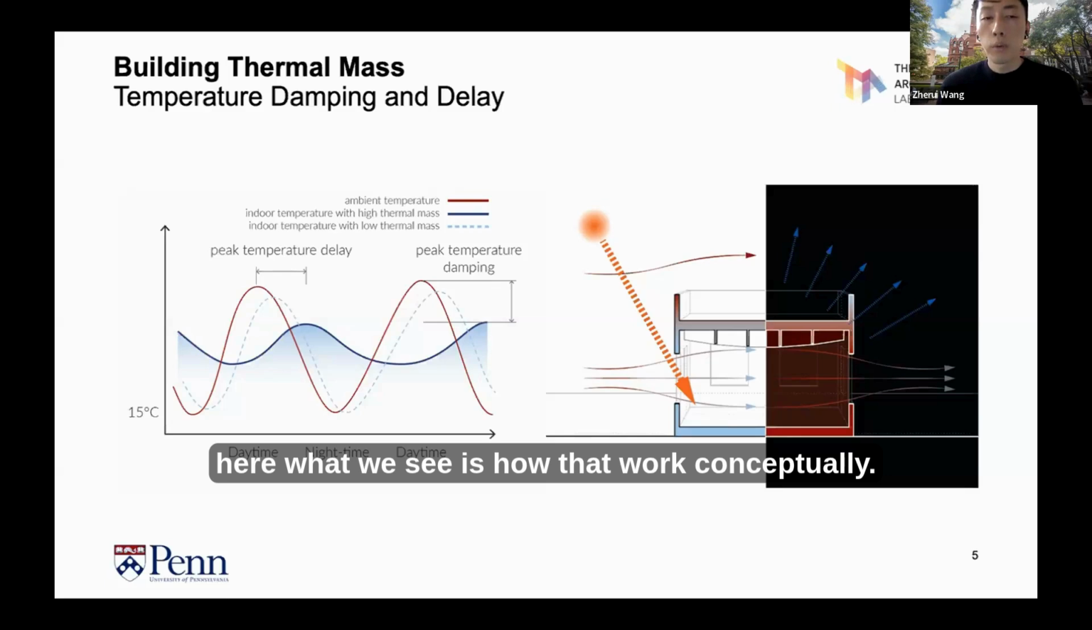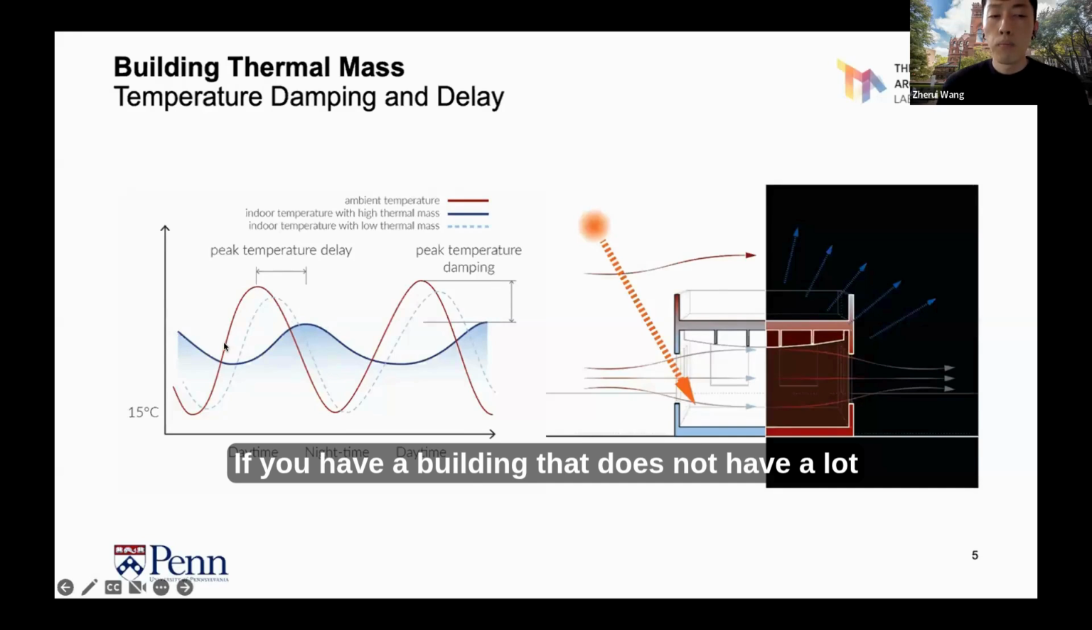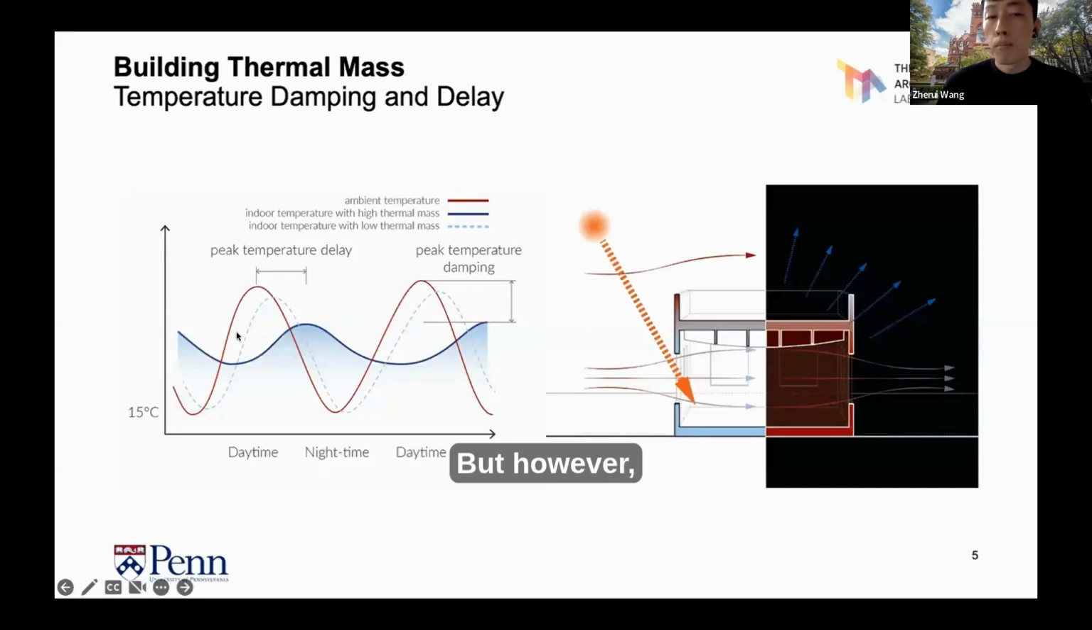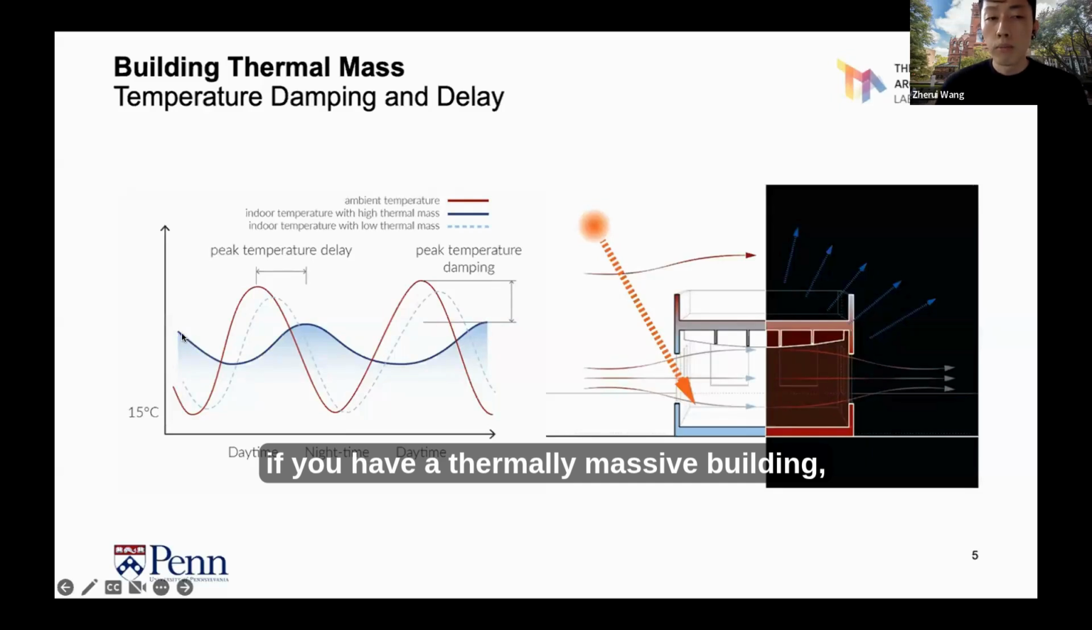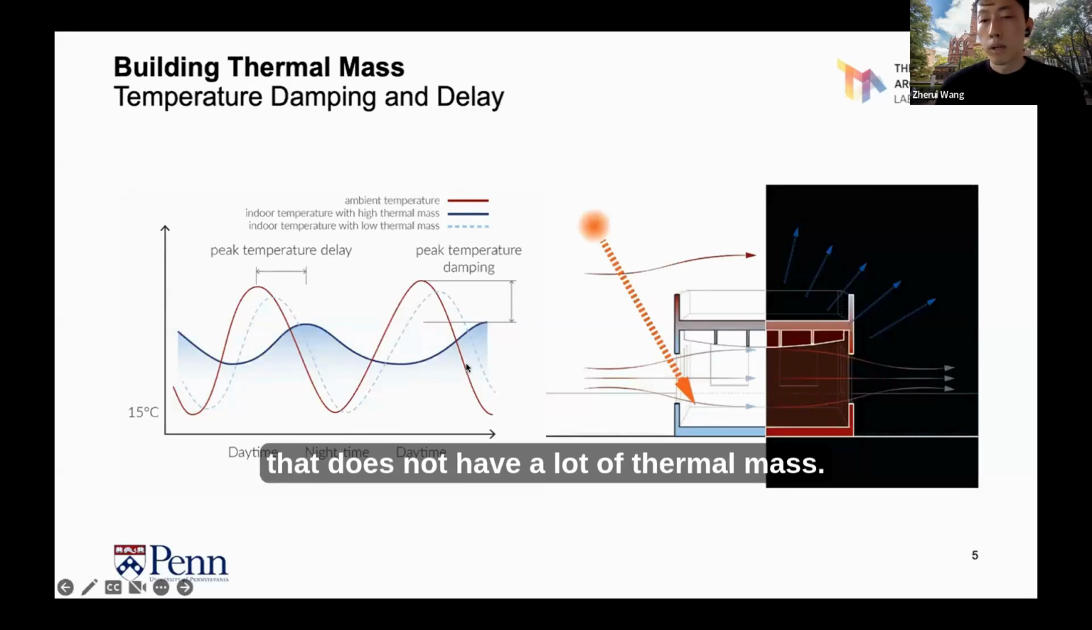So for example, here what we see is how that works conceptually. On the left is the temperature of the outdoor in red that swings between day and night. If you have a building that does not have a lot of thermal mass, the temperature curve will swing in a similar degree of amplitude compared to the outdoor temperature. However, if you have a thermally massive building, then the indoor temperature can be maintained in a much more comfortable range compared to a building that does not have a lot of thermal mass.